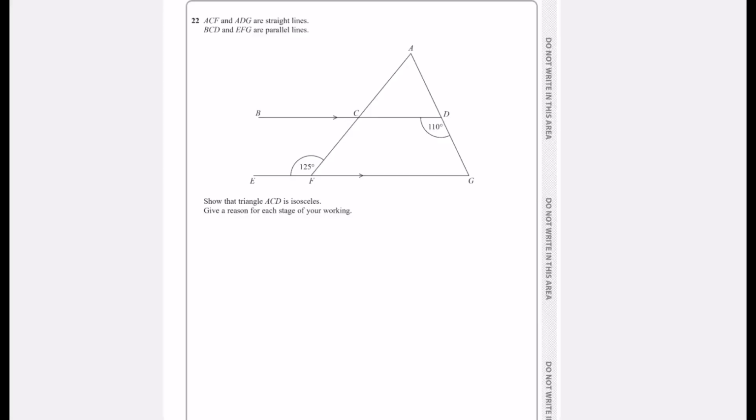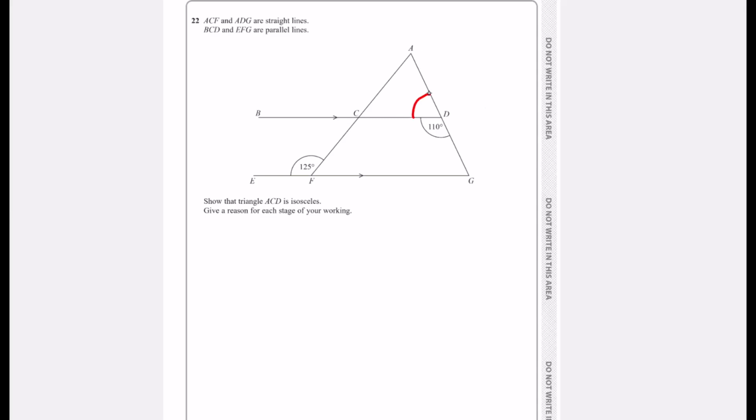Question 22. ACF and ADG are straight lines. We've got 2 parallel lines, BCD and EFG. We can see that from the arrows. And we've got some angles marked on. Show that triangle ACD, this top one here, is isosceles. So we're just working out these angles in this top triangle.